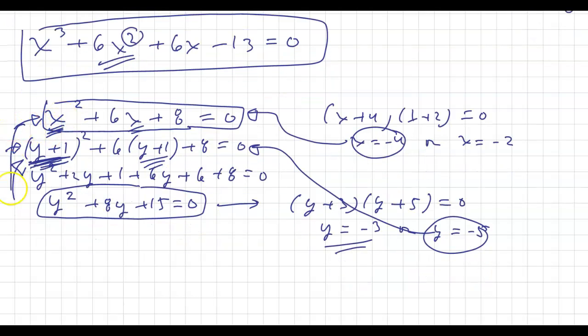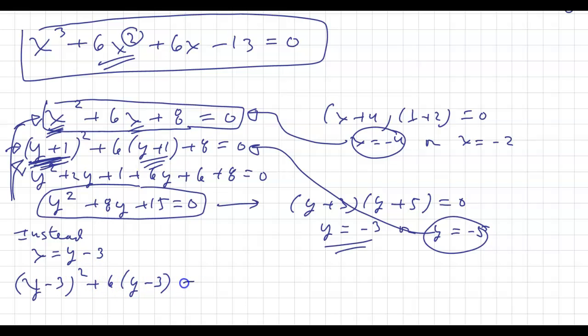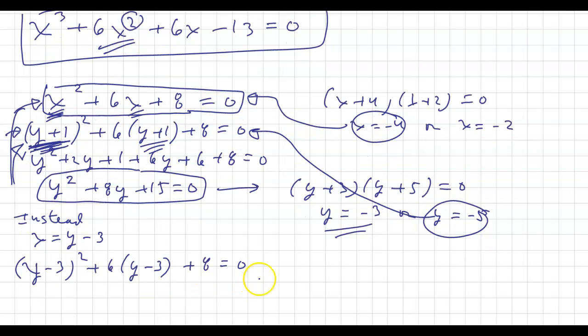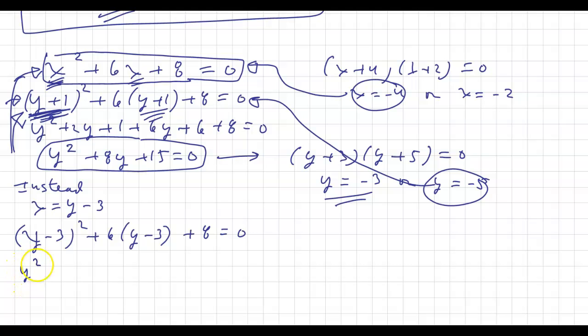But imagine I went back to my equation and instead replaced x with y minus 3. Let's just see what would happen there. Now my equation would be y minus 3 squared plus 6 times y minus 3 plus 8 equals 0. Well, that looks just as hard as the original. But when I actually start working it out, something very lucky happens. Those 6 y's cancel out.